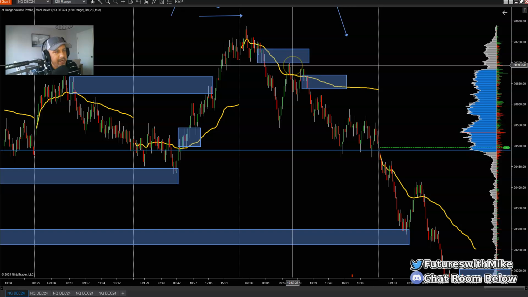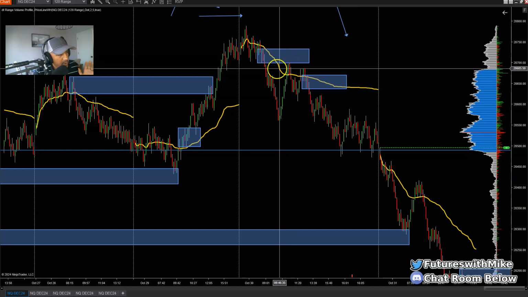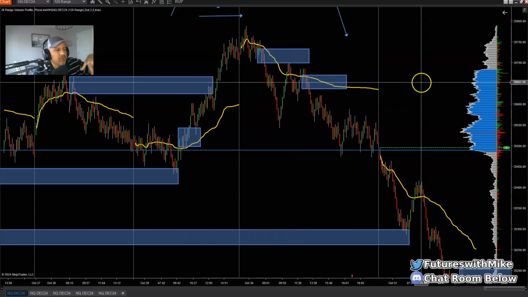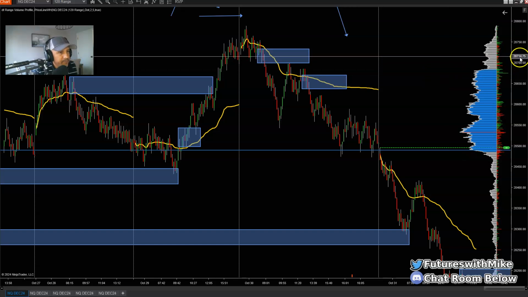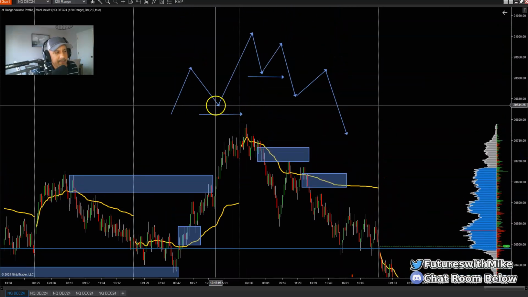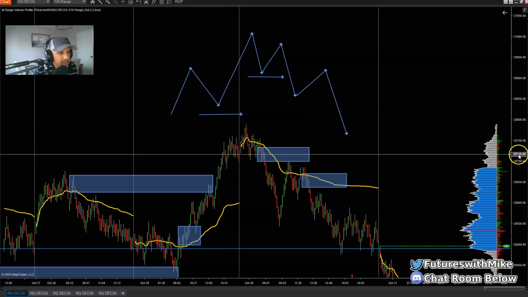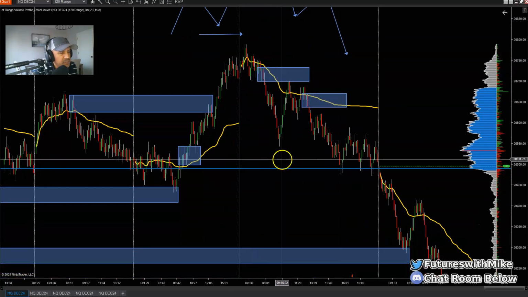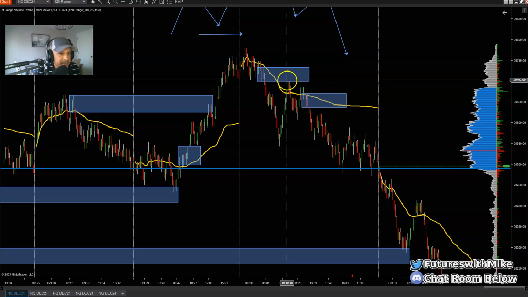This is a supply area, so don't get me wrong. Even though we haven't completely broken structure and made a second break here to the downside, we still have this first break of structure to the downside. The market pulls back. This is a valid supply area.